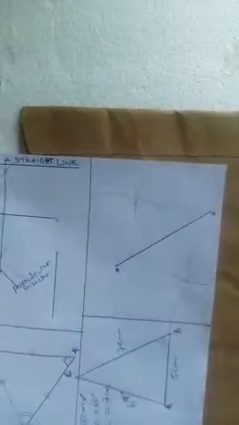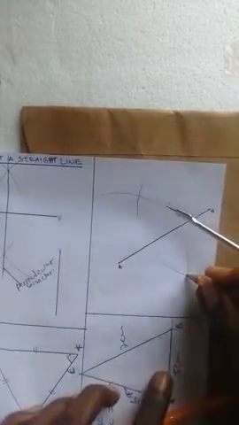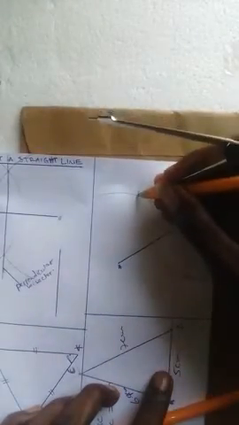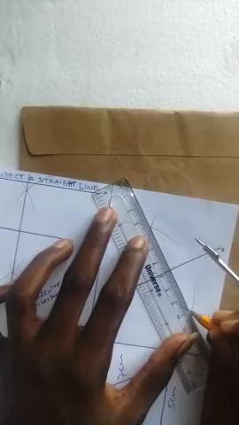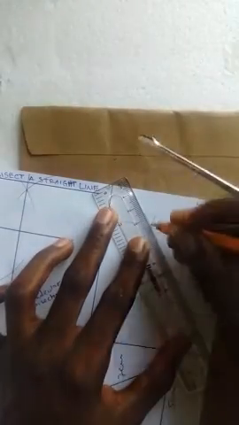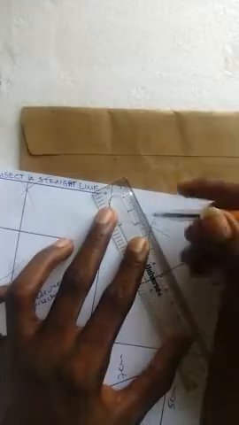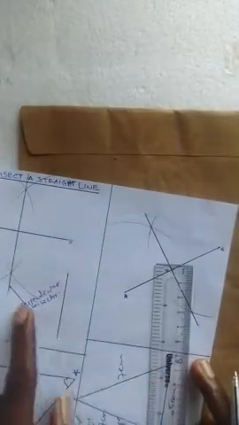Now with this, we have gotten 2 points of intersection, this point and this point. So what we need to do, we'll pick up the ruler and draw a straight line that will join these two intersections together. So with this, we have bisected our line, and this line is called the perpendicular bisector.